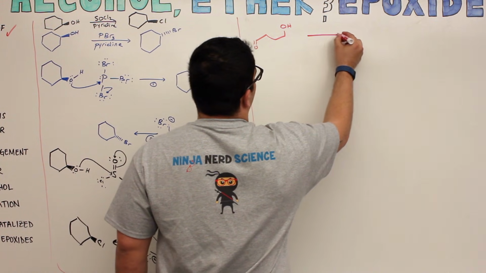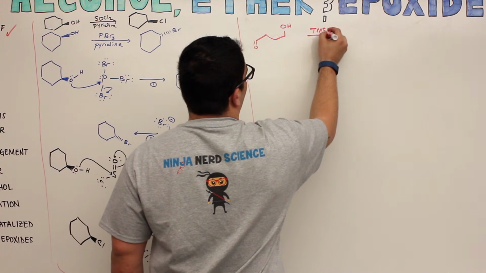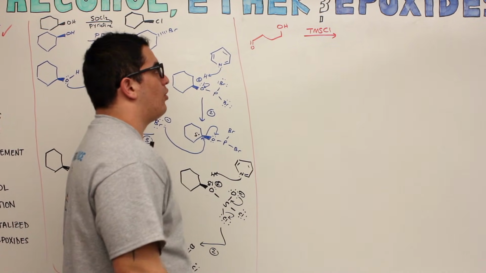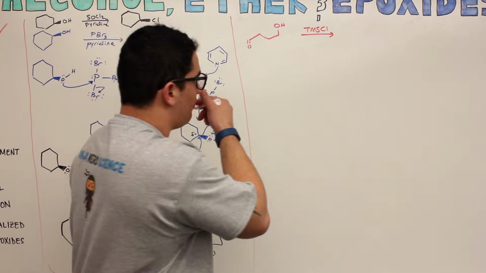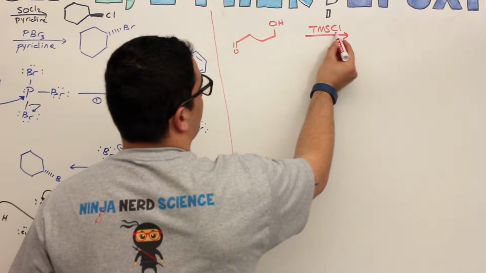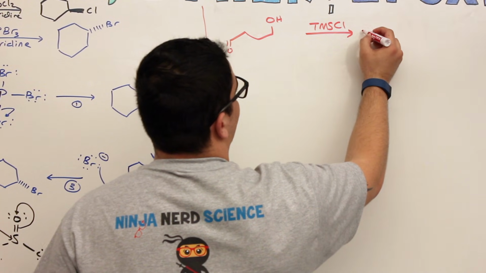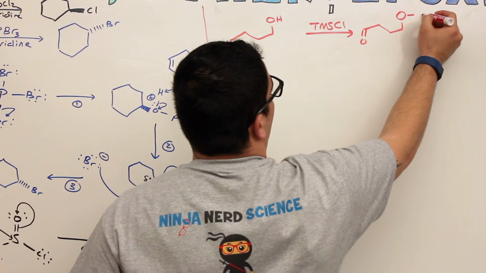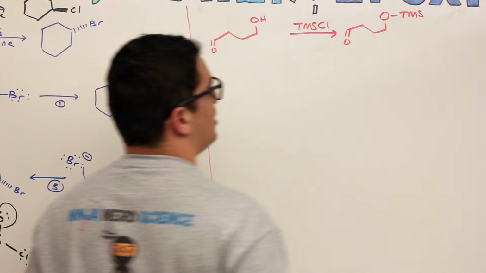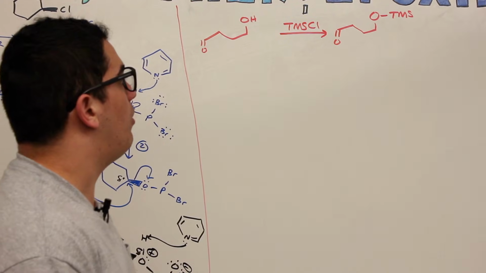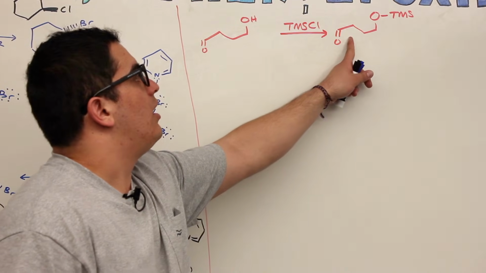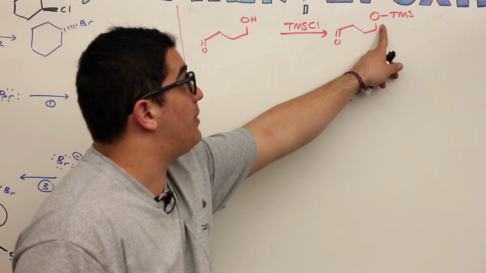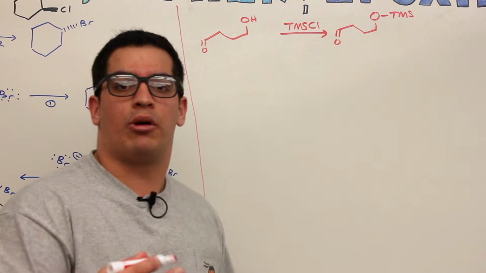One of the things they use is what's called TMSCl, which stands for chloro-trimethylsilane. You're going to run this reaction and it converts it into something like this. I'm going to put TMS, and you'll see exactly what I mean in a second. Then we could react this aldehyde, maybe do an oxidation reaction and turn it into a carboxylic acid, but we keep the alcohol from being oxidized. So that's the whole purpose of protecting it.